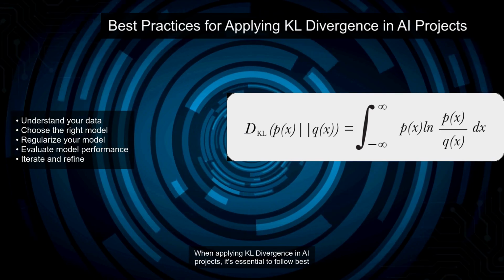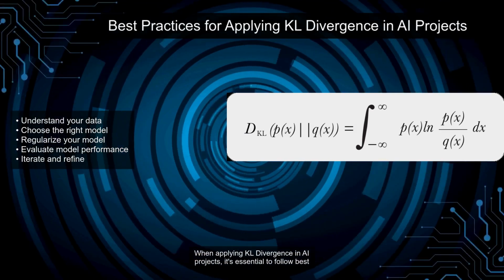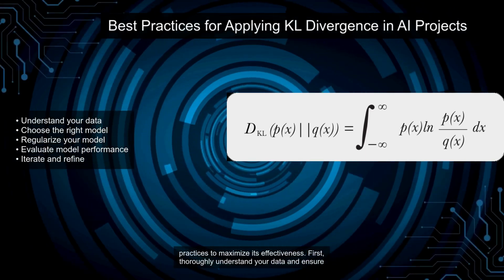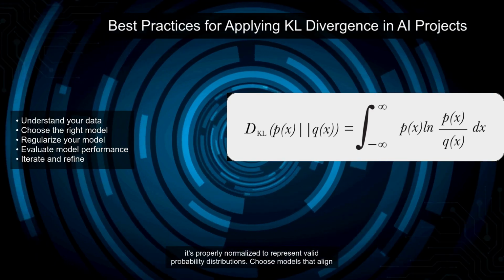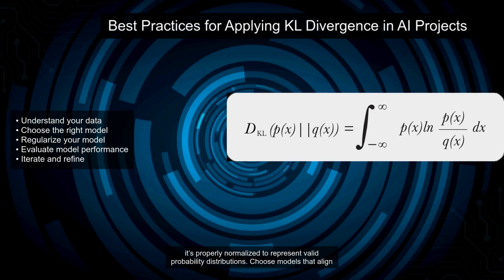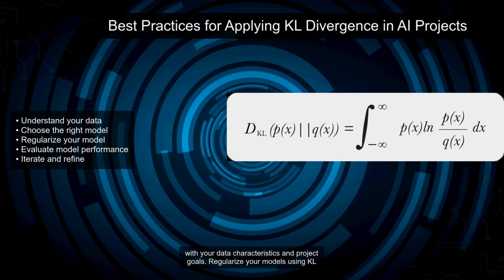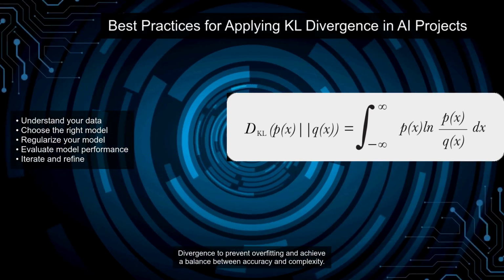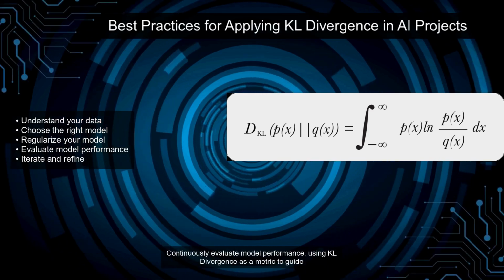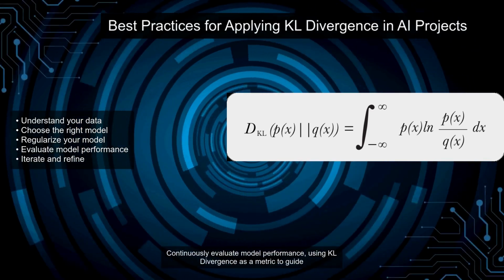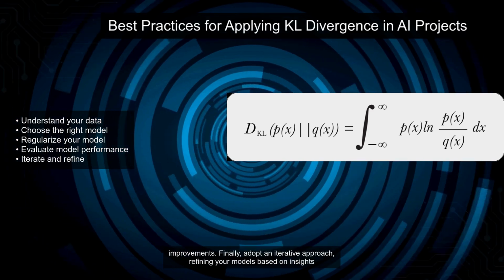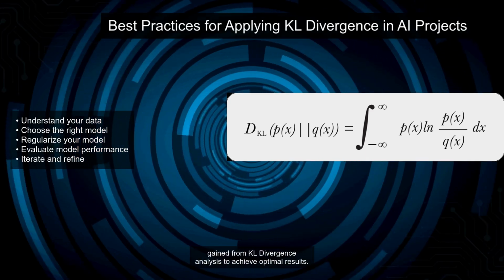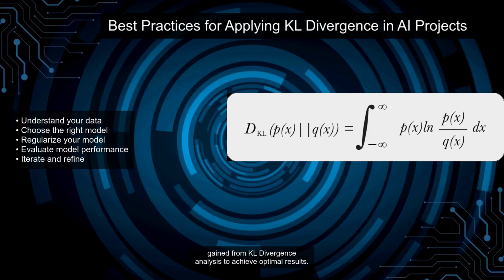When applying KL divergence in AI projects, it's essential to follow best practices to maximize its effectiveness. First, thoroughly understand your data and ensure it's properly normalized to represent valid probability distributions. Choose models that align with your data characteristics and project goals. Regularize your models using KL divergence to prevent overfitting and achieve a balance between accuracy and complexity. Continuously evaluate model performance, using KL divergence as a metric to guide improvements. Finally, adopt an iterative approach, refining your models based on insights gained from KL divergence analysis to achieve optimal results.